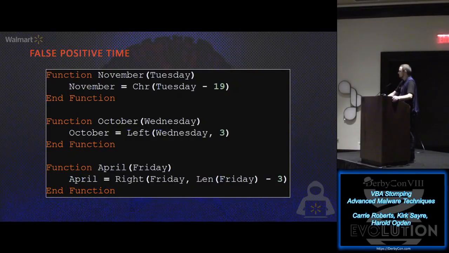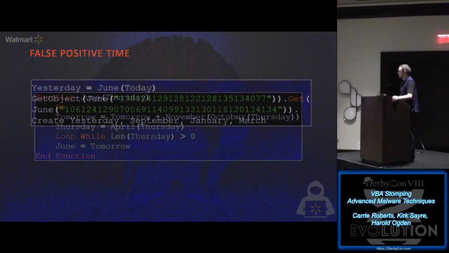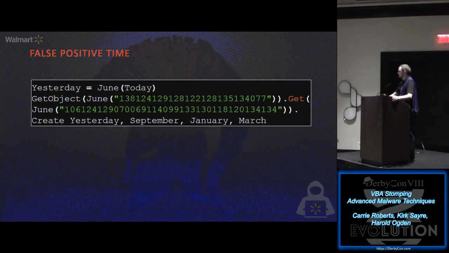So then we're going to name all of our functions that we use to decode after the months of the year and days of the week. If you try to write a signature looking for days of the week and months of the year in Excel, you're going to get a lot of false positives. So this is something we can do to hopefully not get detected. And then our main function goes and does all the decoding. So we'll call June anytime we want to decode a string. And that's our main function there.